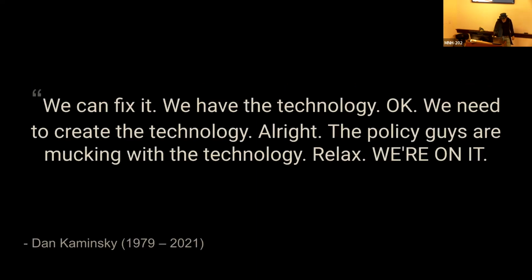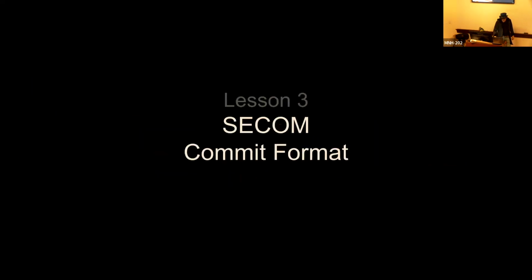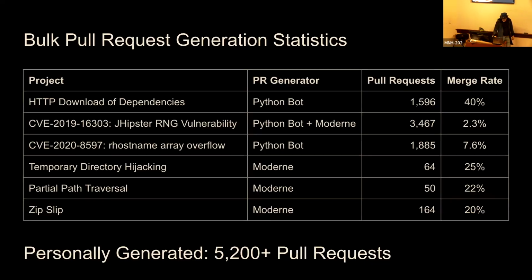I saw that after a few years of doing this, you have a 40% merge rate. Why do you think that's not higher, and how do you get people to merge these? Good question. So the question was why I've got a 40% merge rate on this one, but only 2.3% here and 7.6% there. What causes the difference?